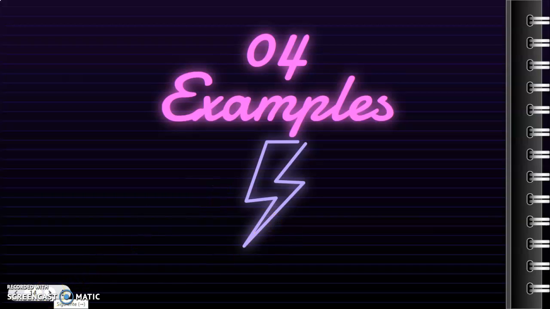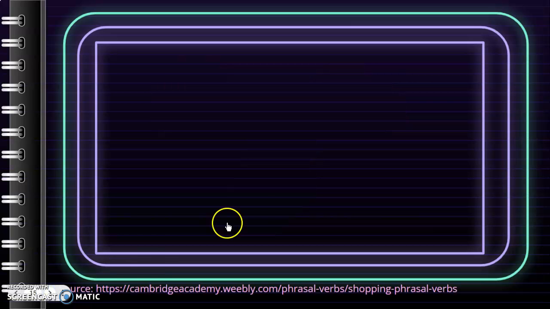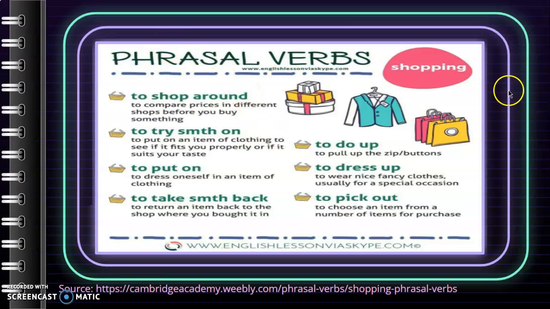Finally, we have phrasal verbs for different contexts and for different situations. These are only examples. Phrasal verbs for shopping: to shop around, to try something on, to put on, to take something back, to do up, to dress up, to pick out.